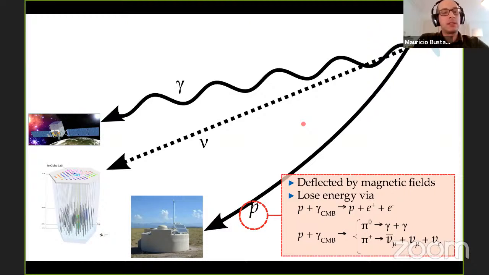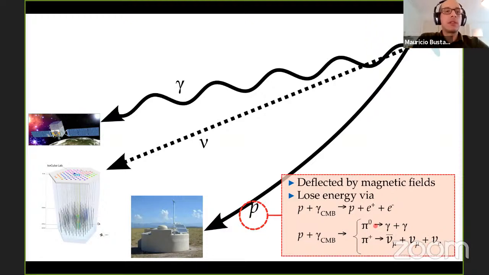So when they arrive at the Earth, they no longer point back to their original source, but they have been scrambled along the way. And not only that, as I said, these protons are traveling through the CMB, and when they do, they lose energy by pair production, but they also produce neutrinos along the way by the same set of processes that they would produce neutrinos inside a source. So we call this photoproduction, and this process over here. And you're seeing that you're again producing two mu neutrinos and one electron neutrino.